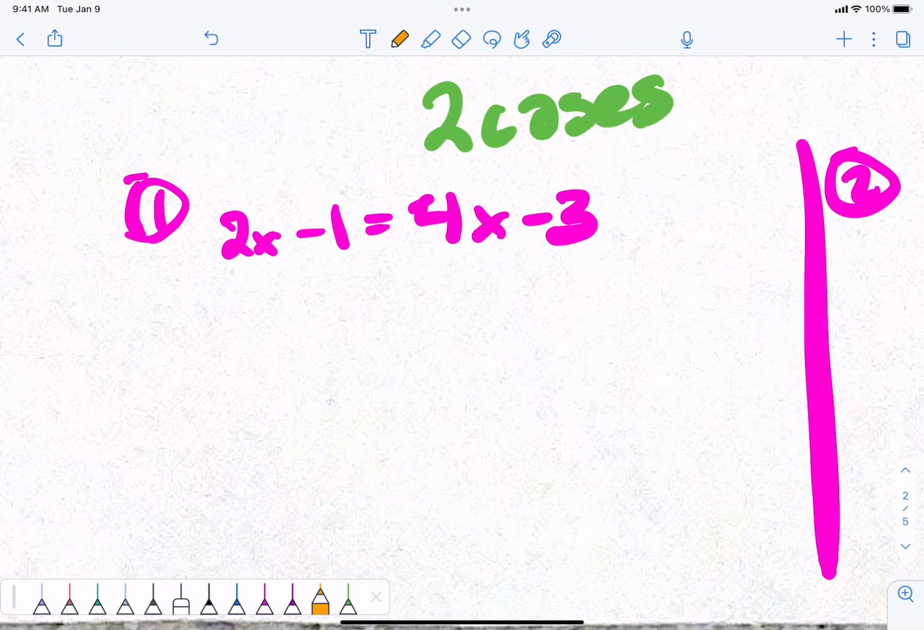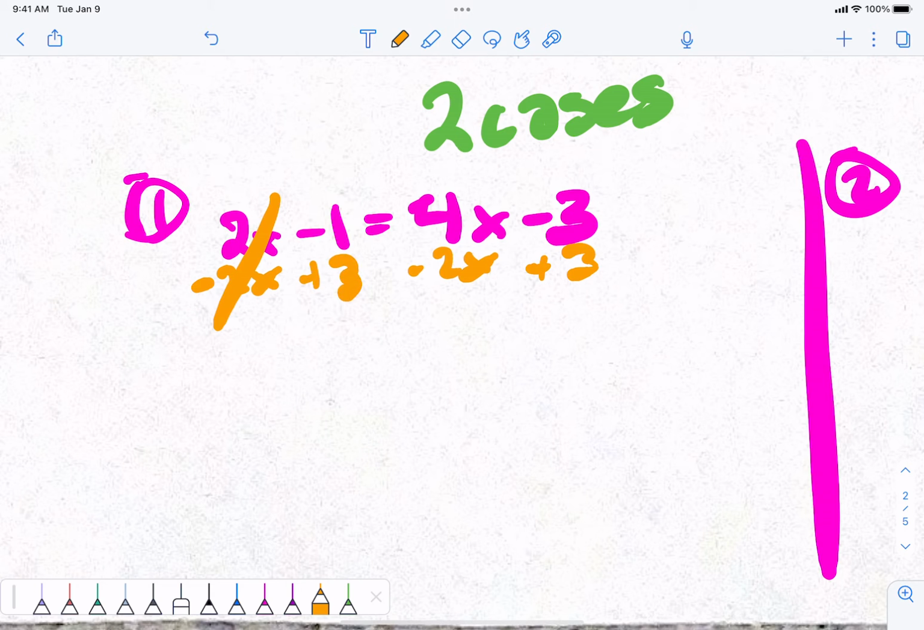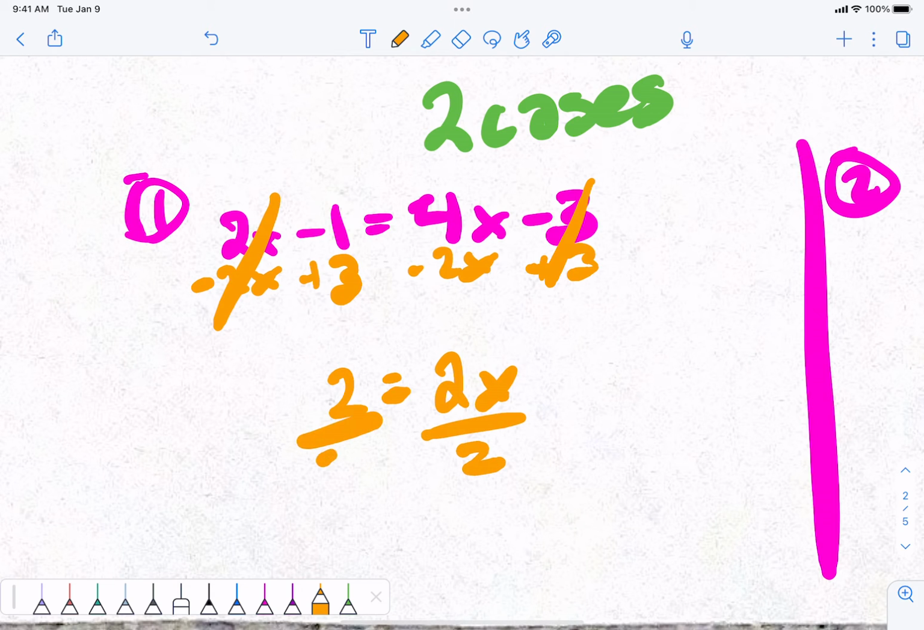What do you want to move? Move the 2x. Okay, and let's add the 3. So 2 equals 2x. Divide by 2, divide by 2. X equals 1.